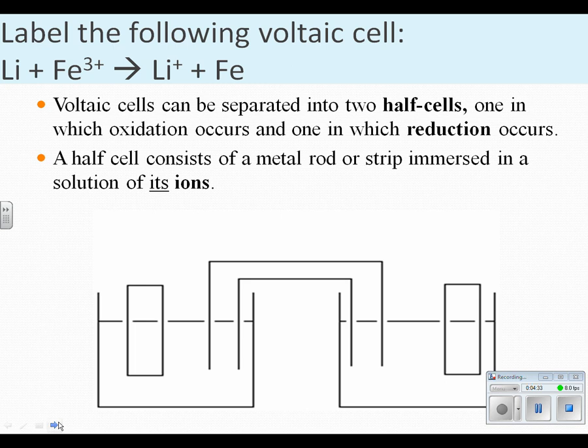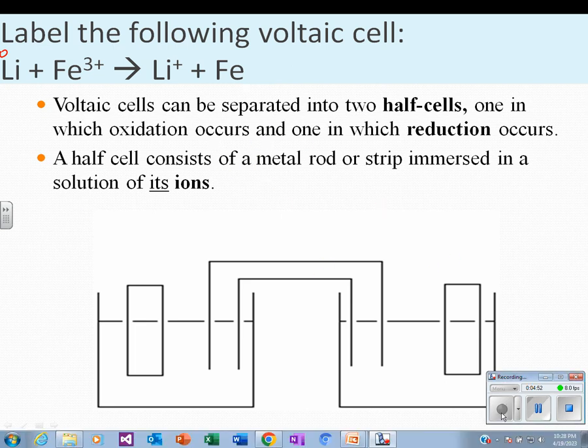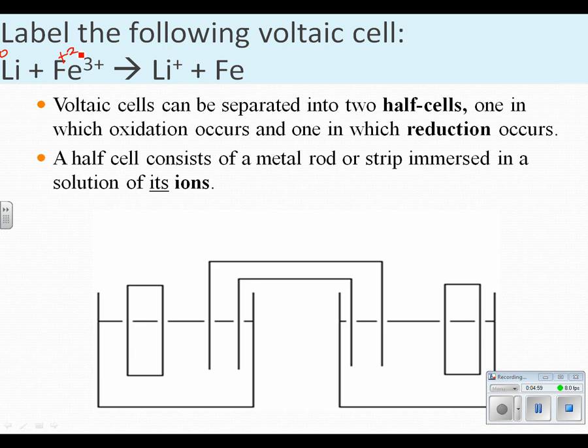So really, when we look at this, we'll look at it like we're identifying oxidation and reduction problems. So let me start with my pen. We have 0 as our oxidation number for lithium. We have a +3 for our iron, then we have a +1 for our lithium, then we have a 0 for this iron.